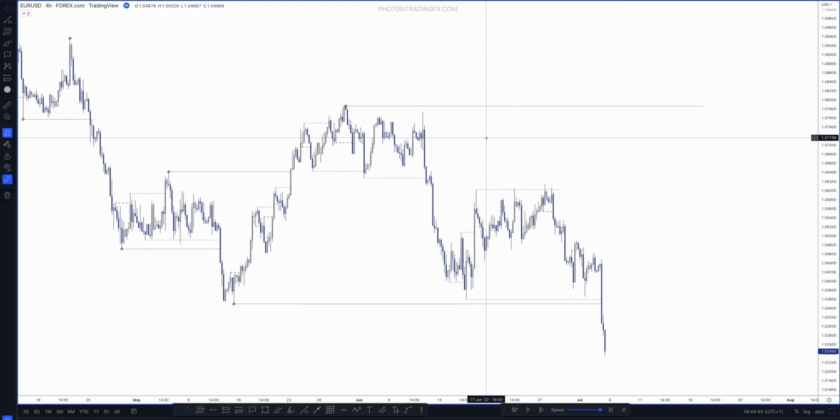Obviously, as we start to bring in more and more concepts and more layers to this, it can get a little bit more complicated. So, we want to make sure that you're very, very, very comfortable with these concepts on one time frame before we start to bring in everything else.